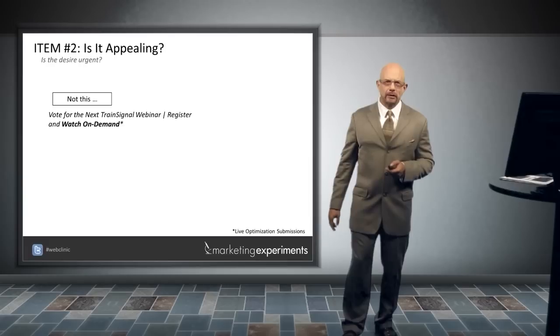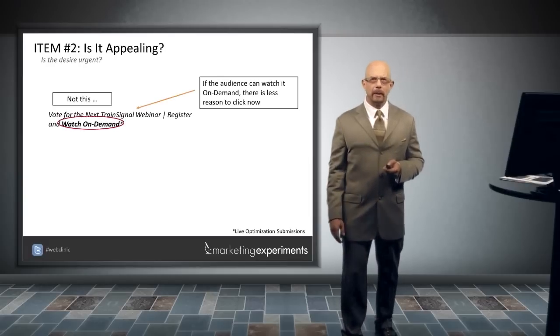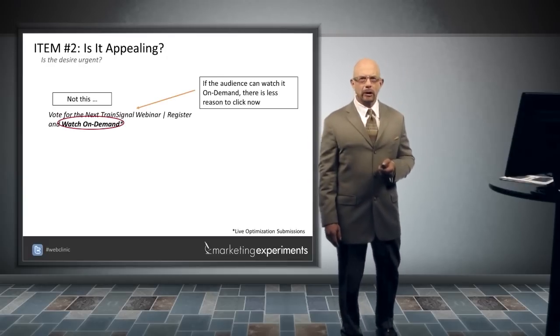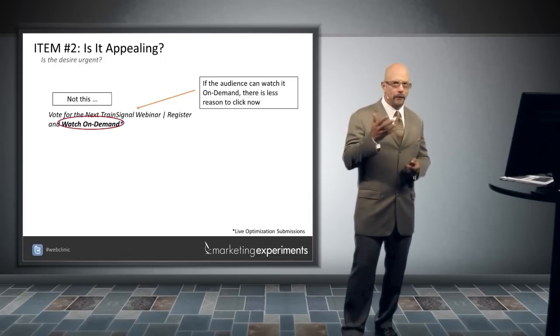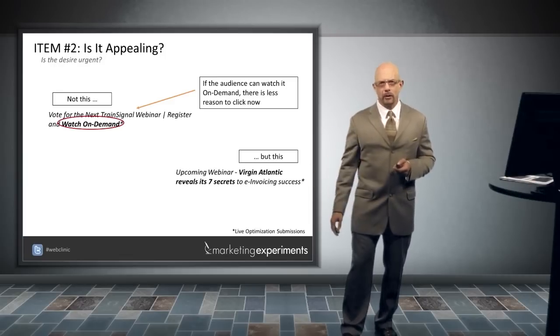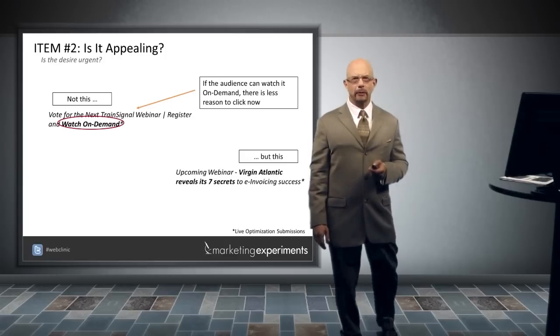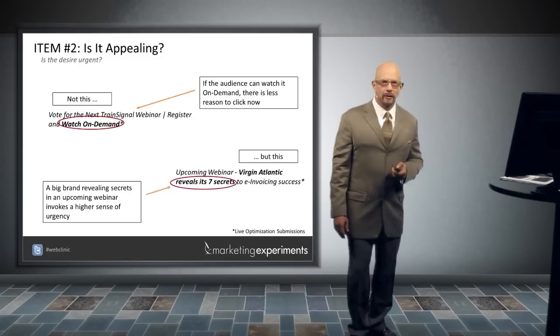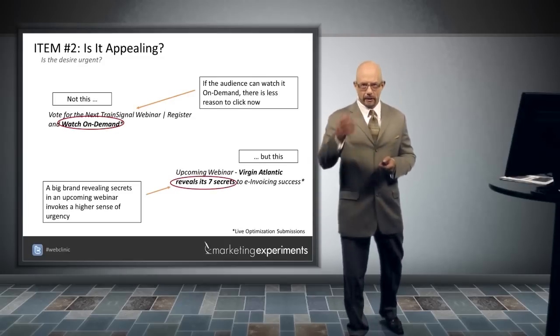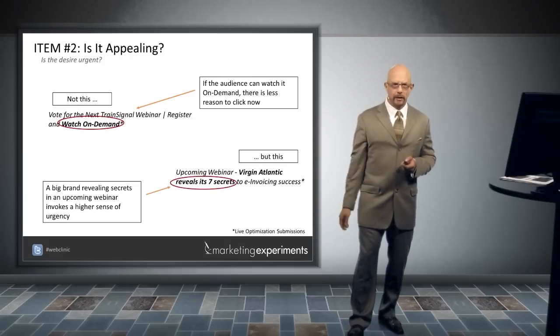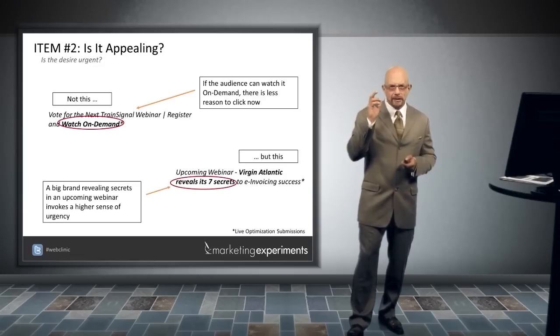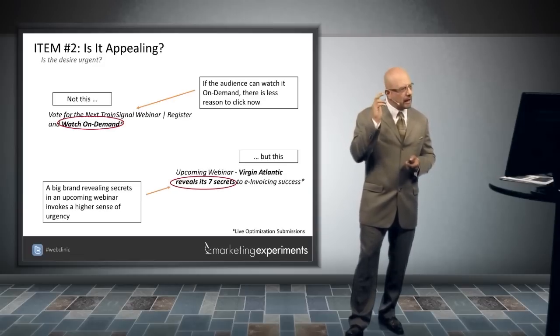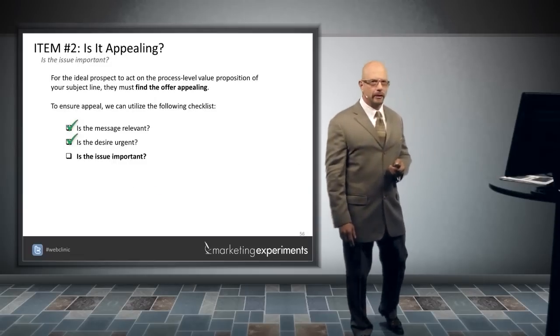Not this. Vote for the next Train Signal webinar, register and watch on demand. If the audience can't watch it on demand, there's less reason to click now. If that's possible, then they don't need to. But this upcoming webinar, Virgin Atlantic reveals its 7 secrets to e-invoicing success. And what you can sort of see here, and this is submitted by our audience, we're going to be reviewing it later, a big brand revealing secrets in an upcoming webinar invokes a higher sense of urgency to understand.